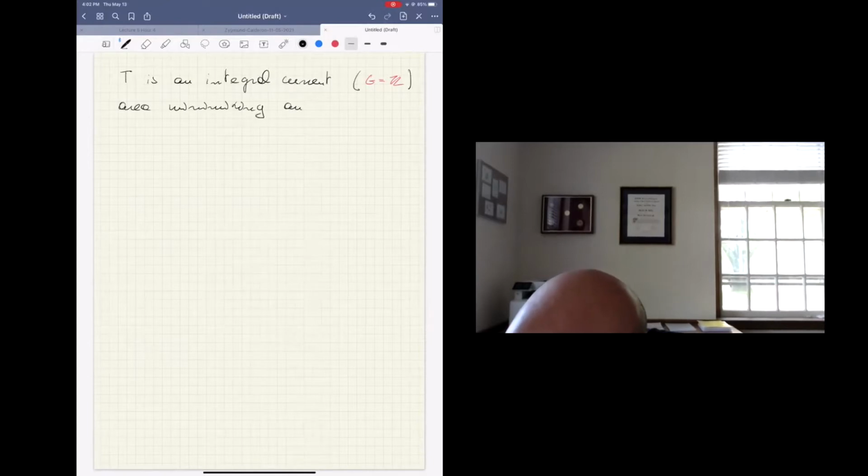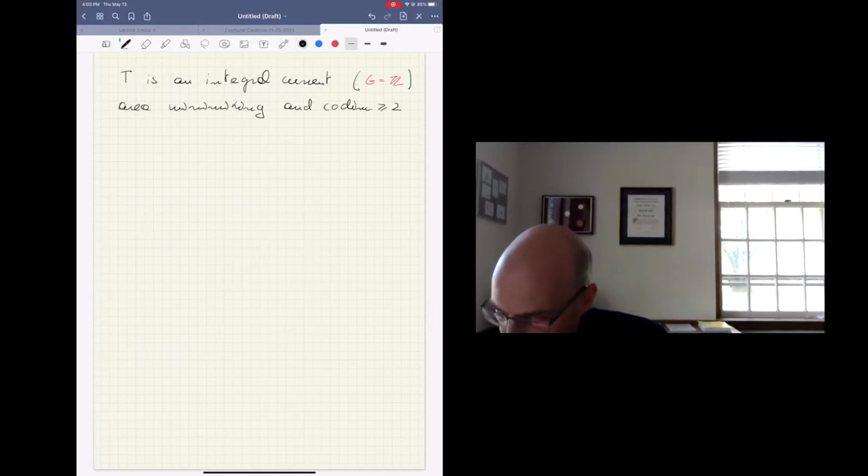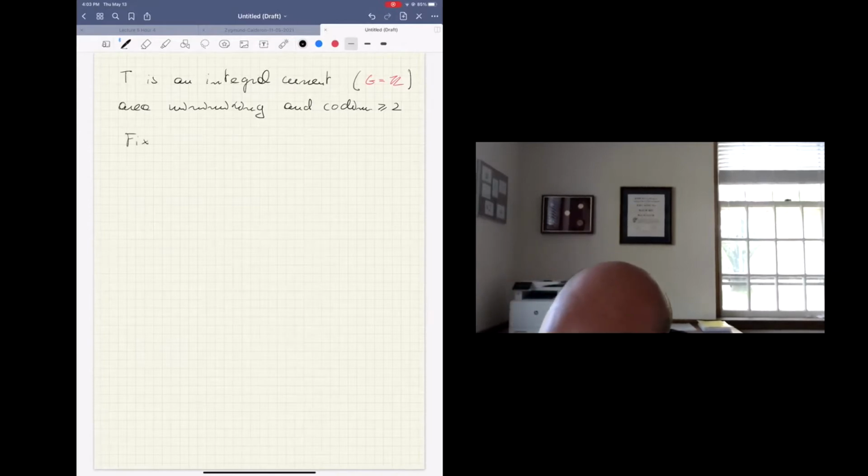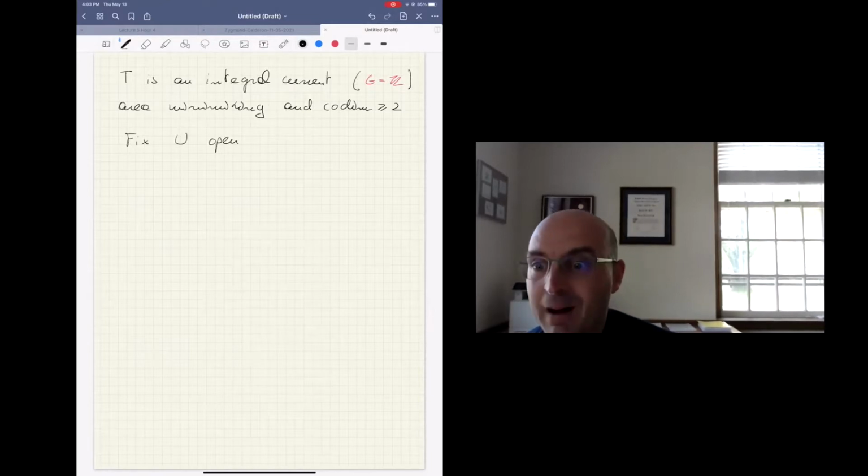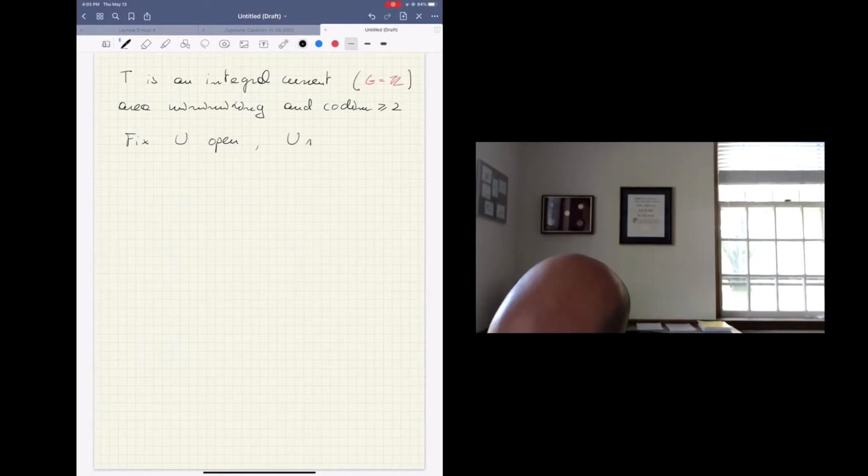And we are in codimension bigger or equal than 2. So not only that, let me fix some open set U, which is far away from the boundary of this current, so that all I actually care about is really the interior regularity property. So you intersect what normally is called the support of the boundary of your current, and it is equal to the empty set.